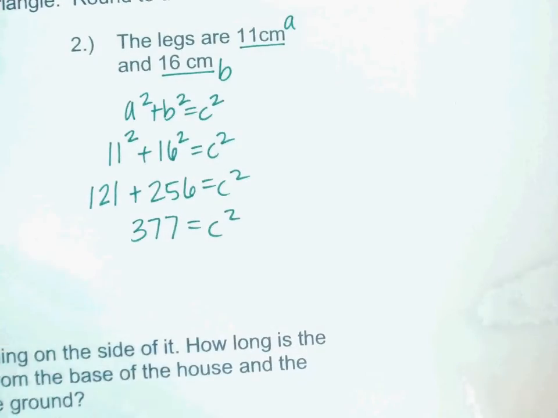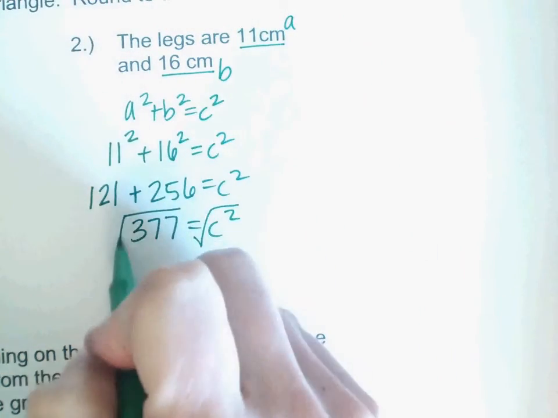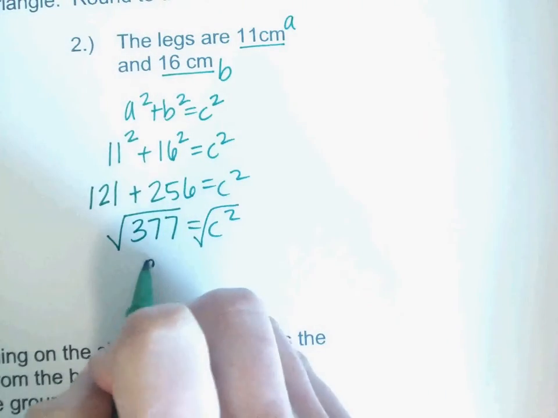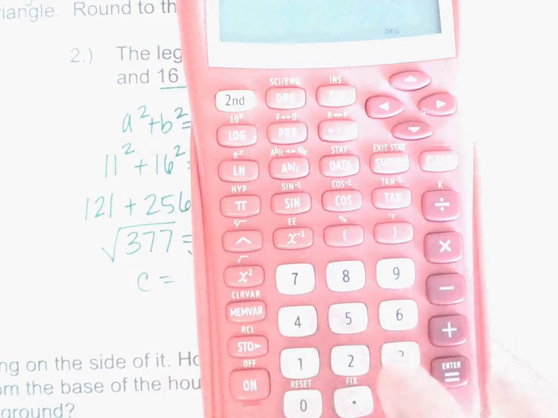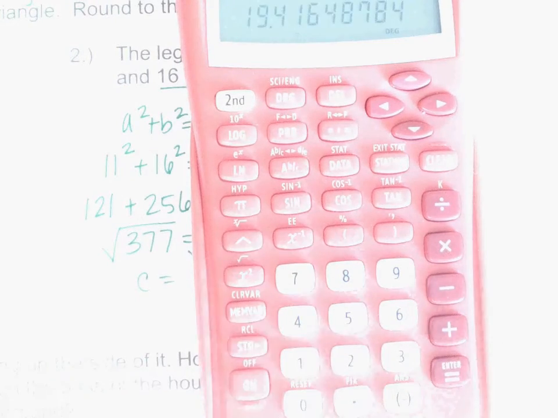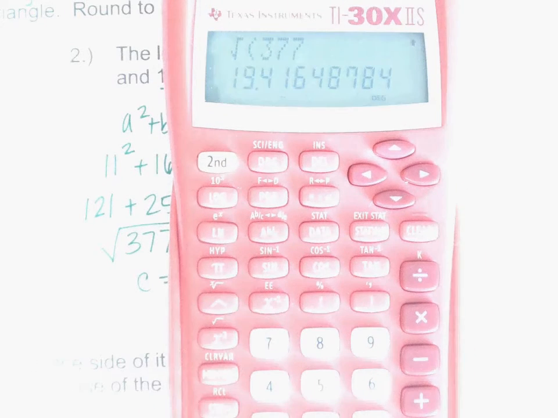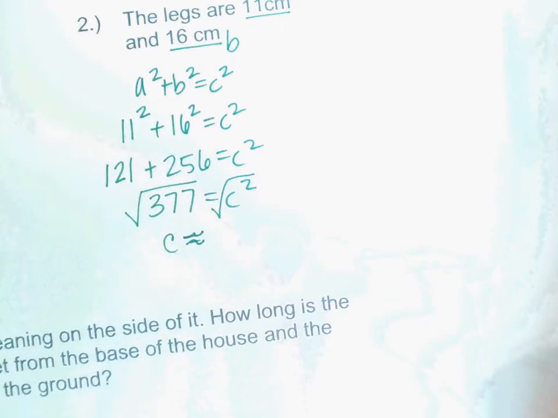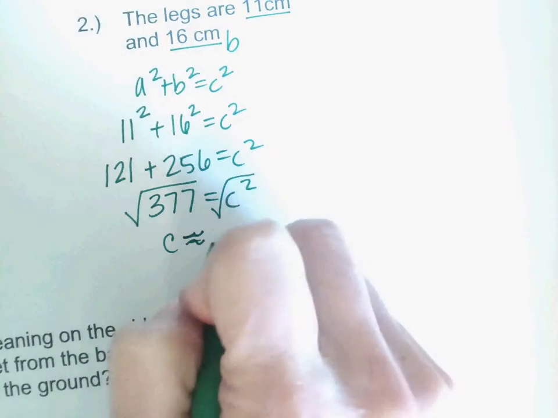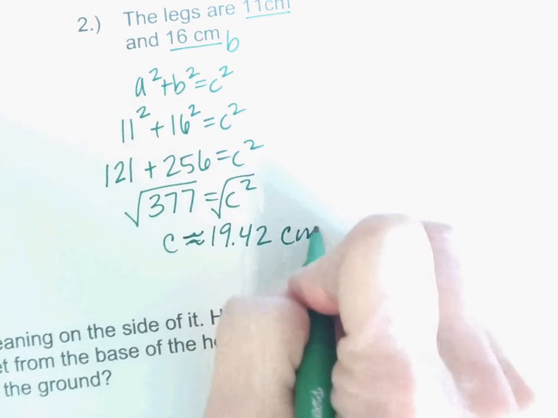Now again, our last step to solve for c will be to find the square root. When I find the square root of 377 in my calculator, I do not get an exact answer. I'm going to round to the hundredth, so I have 19 and 42 hundredths. So c is approximately, so I'm going to put in my squiggle lines to show that I have rounded, 19 and 42 hundredths centimeters.